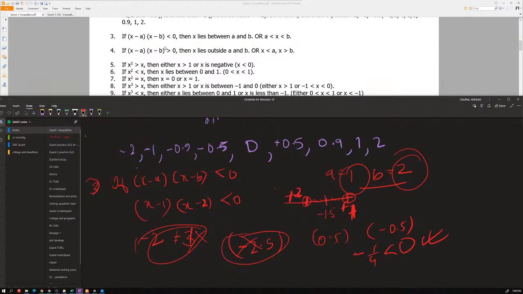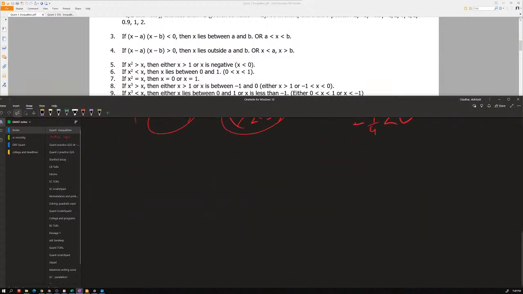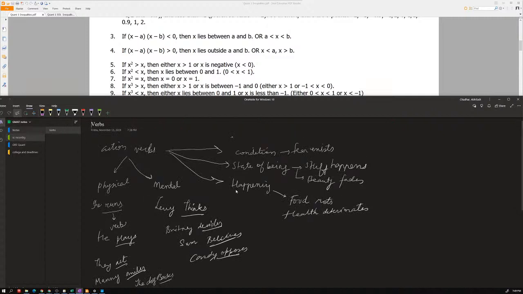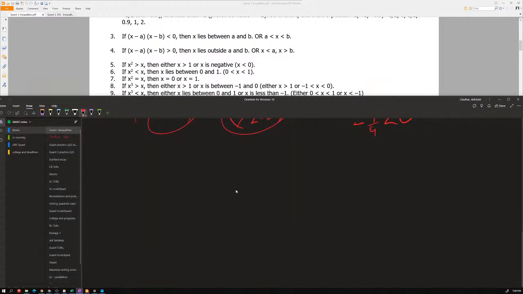Actually, this is derived from the distance formula, but I don't want to discuss that. Right, so let's go to number 4.